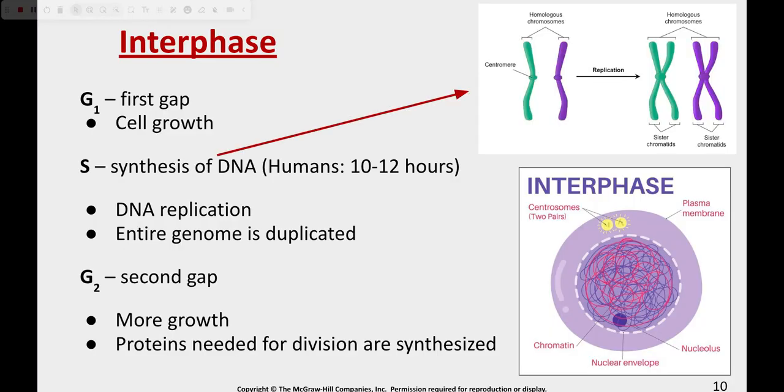And I forgot I had another image up here. Remember during S phase, we're replicating our DNA. This is where we would go from a single chromatid to having sister chromatids. So keep that in mind. We'll be talking about sister chromatids and how they split during mitosis.